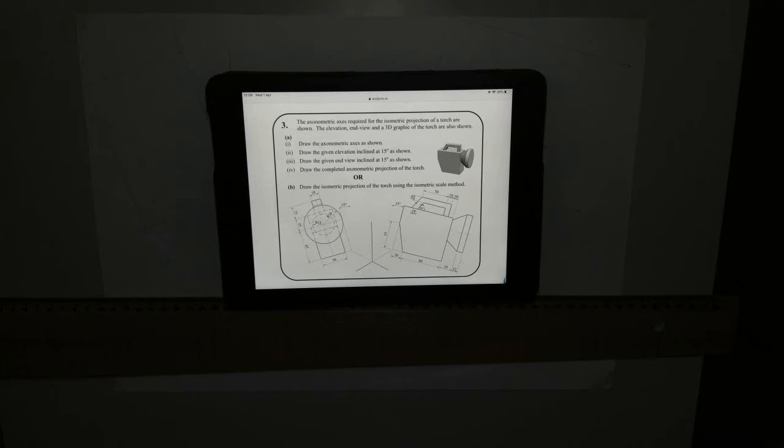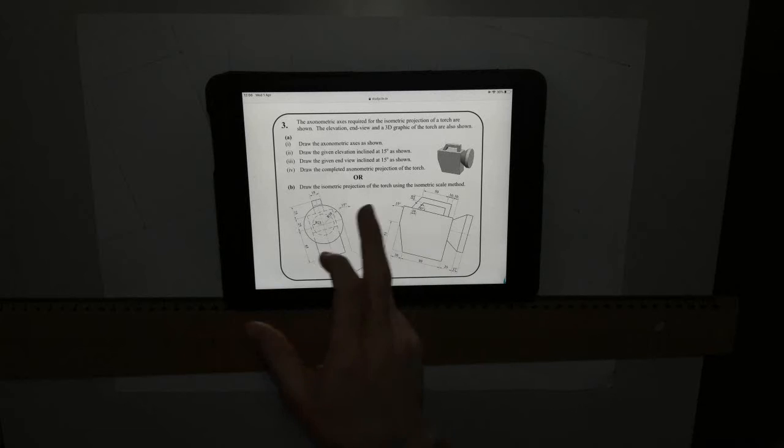It tells us the axonometric axis required for the isometric projection of a torch are shown. The elevation, end view and a 3D graphic of the torch are also shown. And we're going to focus on the A part of the question where we draw what we've actually been given here and then draw the 3D shape in the middle.